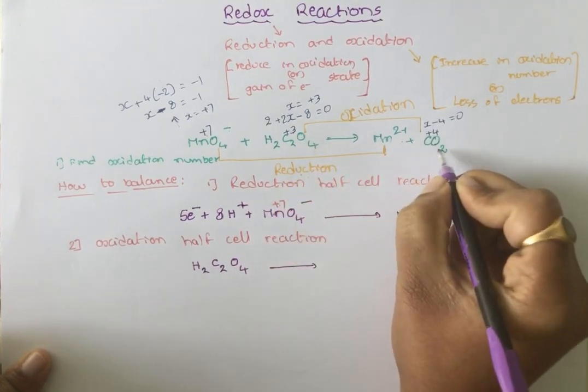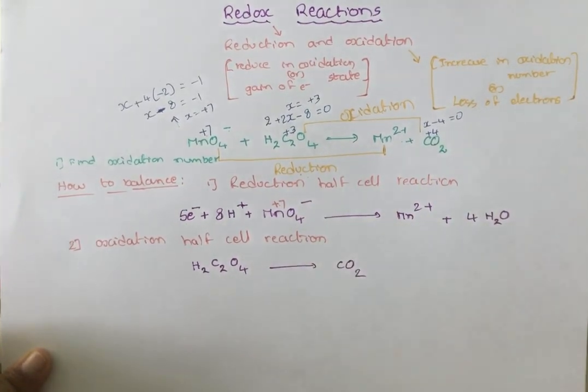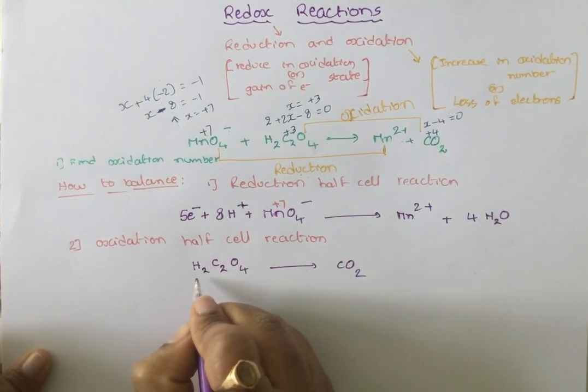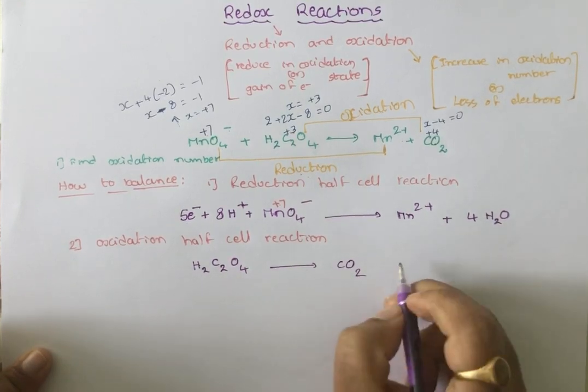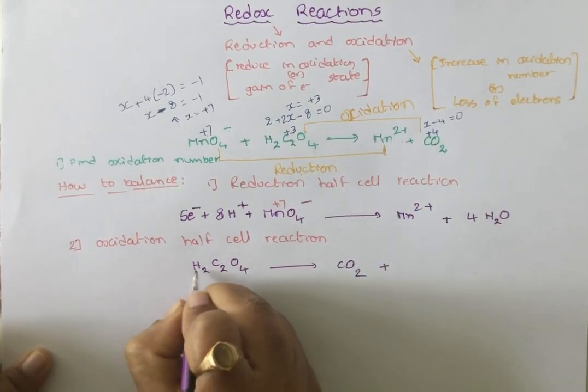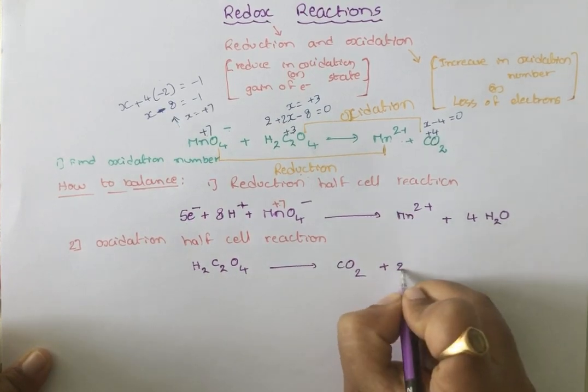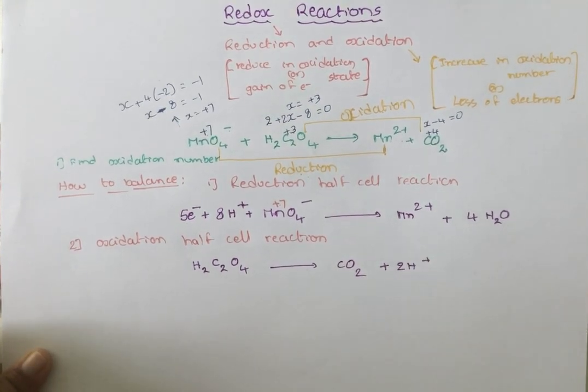How is this oxalate converting? Into carbon dioxide. Okay. So how many other products may I get in this case? In this case, I can't write any other product, because they have already given carbon dioxide. How many hydrogens are more? You write that many H+ ions on the opposite side. How many hydrogens do we have on the right hand side? 2 hydrogens. So write 2 H+ ions on the opposite side.